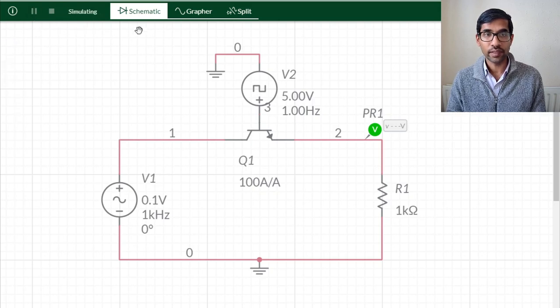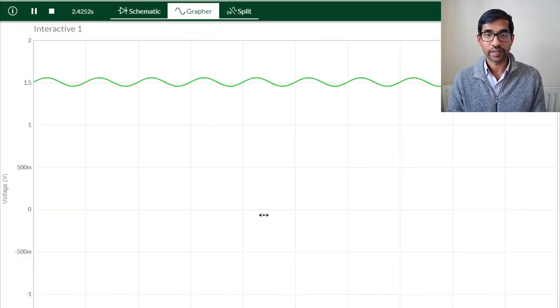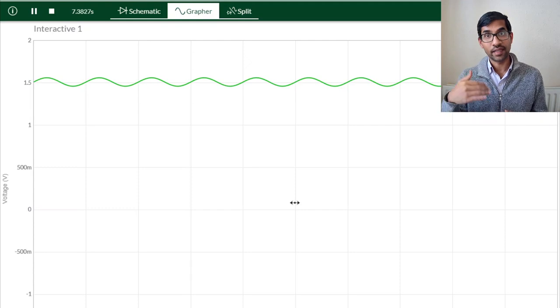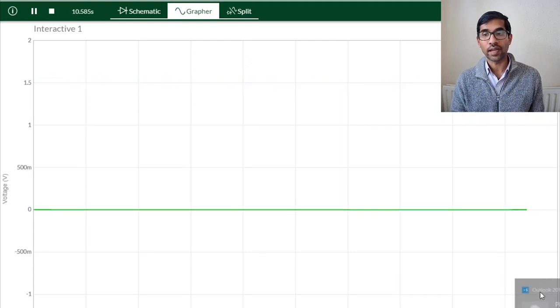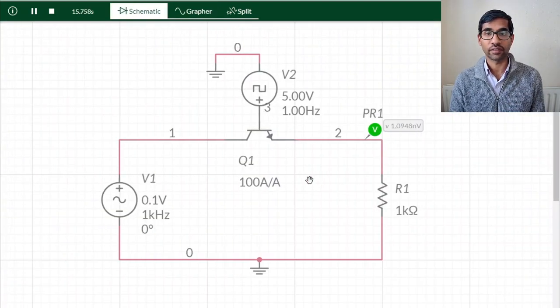So I'm going to run this, and let's look at the graph. So you can see what is happening. It goes high and then it goes low every second. So high, low, and therefore my circuit is working very well as a switch. So that's how you can build a transistor switch.